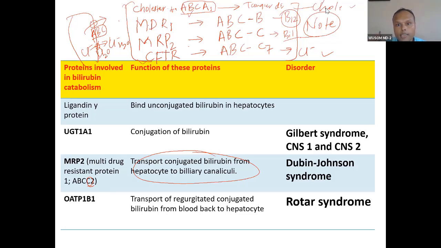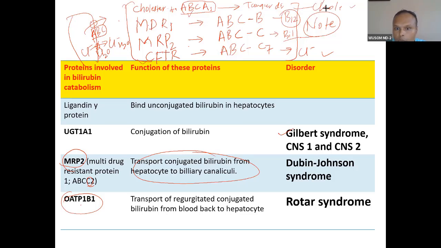Excretion outside the cell. Maybe vitamin B12 can be the molecule, chloride can be the molecule, conjugated bilirubin can be the molecule, or cholesterol can be the molecule. So I have explained this by correlating with others. Now you can see here, last but not the least, this is also. So you can see the protein I have related, I have also written the disorders.